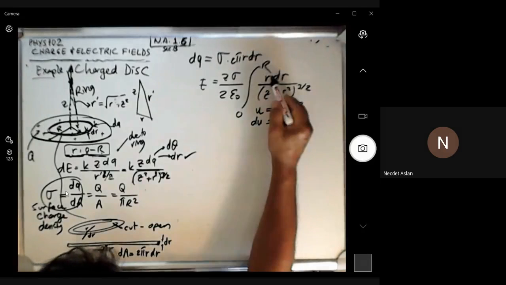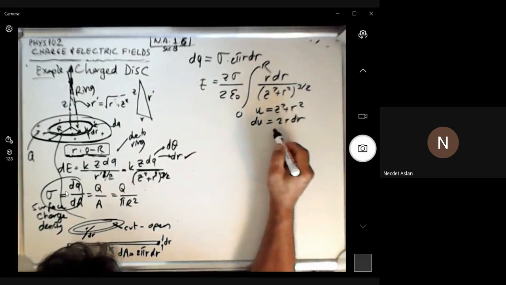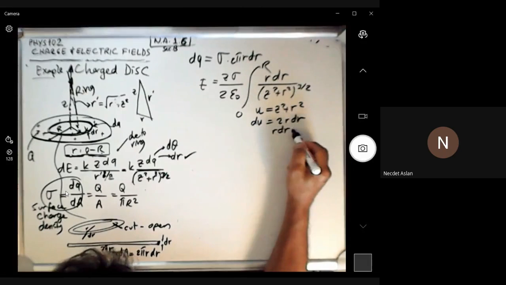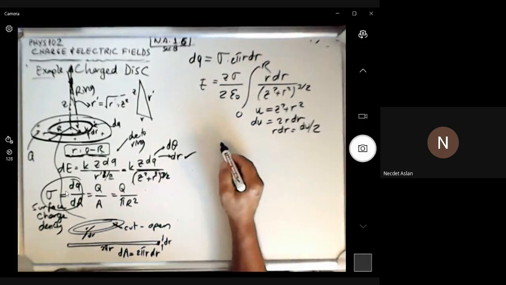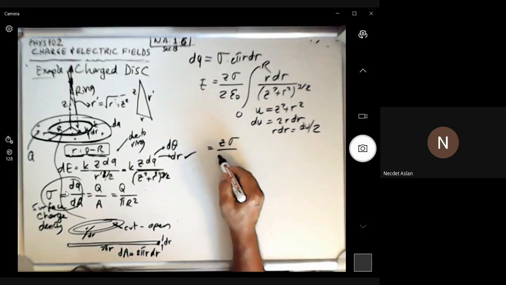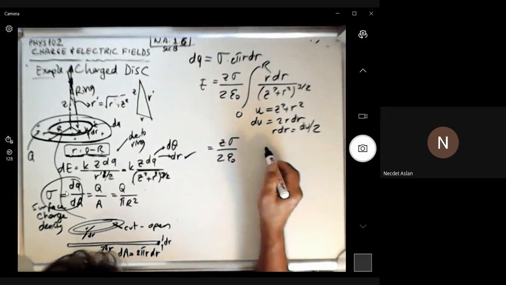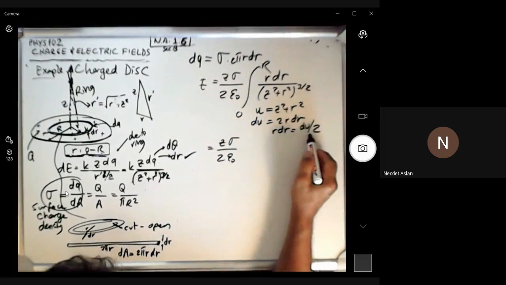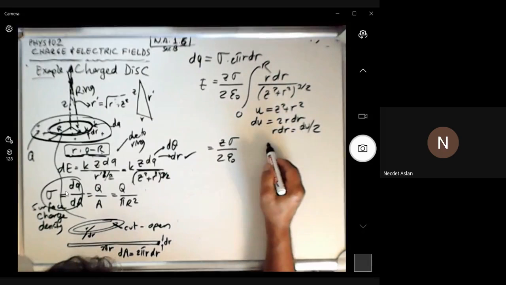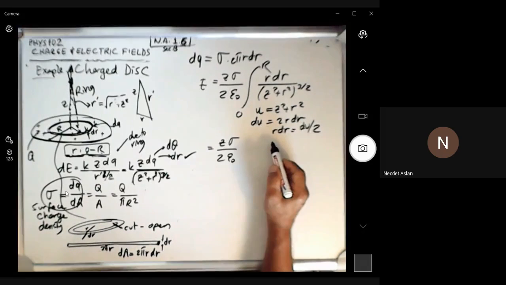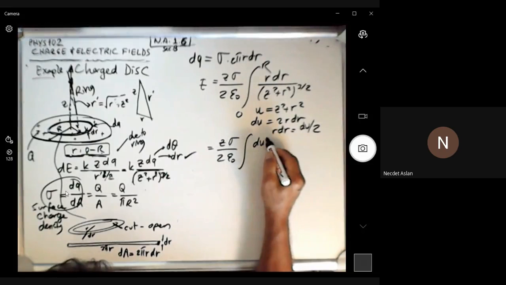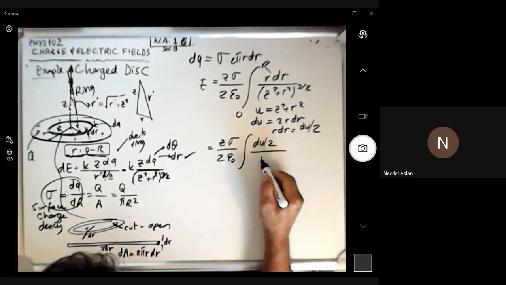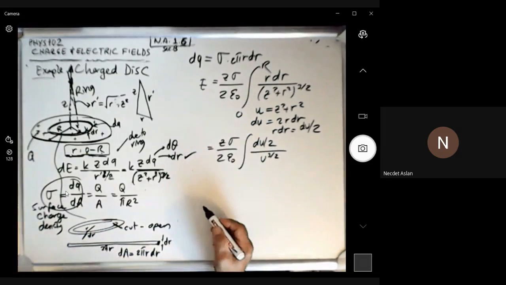So instead of r dr, we can use du over 2. So r dr will be equal to du over 2, and then this will be u to the power of 3/2. So the electric field will be given by z sigma divided by 2 epsilon 0, okay? And then instead of dr, we have now 2 du over 2, okay? Here, du over 2 divided by u to the power of 3/2.